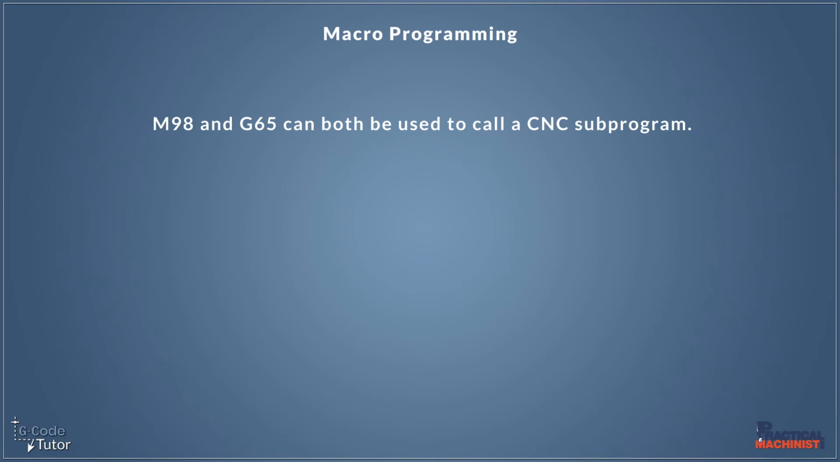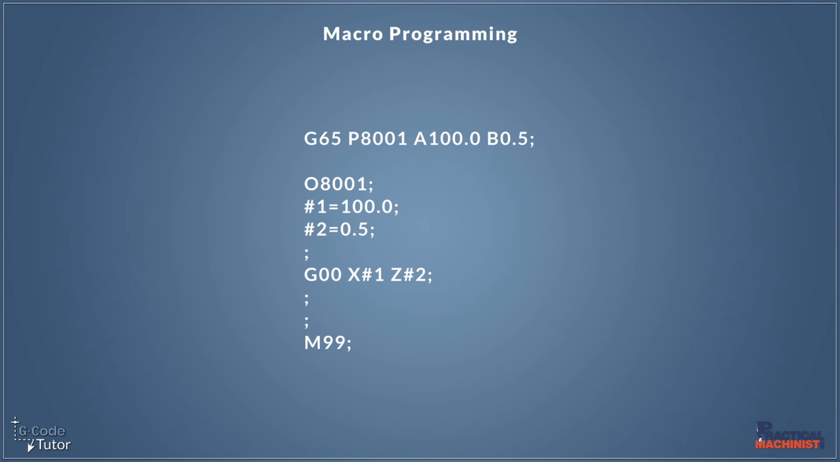So M98 is good and all, but the problem with M98 is it can't pass information in variables down to our subprograms. So if we wish to pass information into variables, we need to use G65. Now I say G65, this may be different on certain machines depending on the version of G-code that machine may use. So let's have a quick look how G65 works. So in this line here, G65 calls our macro program or our subprogram. P8001 is our program number, and that will call the program 08001.